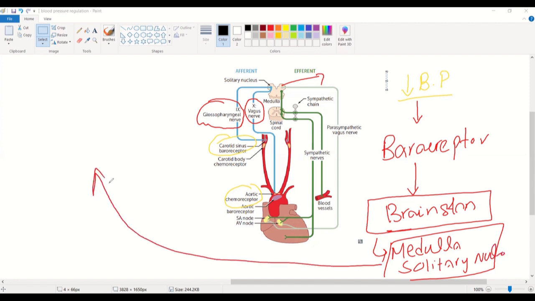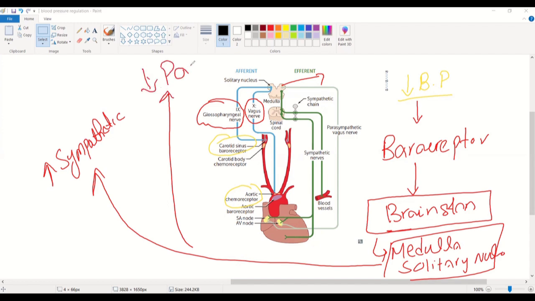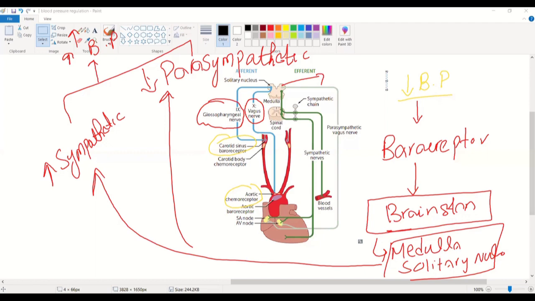So this medullary signal causes increased sympathetic activity and decreased parasympathetic activity. It ultimately leads to increased blood pressure, which may lead to normal blood pressure. So initially there is a decreased blood pressure, and this reflex is basically the short-term regulation of the blood pressure. The baroreceptor reflex is a short-term regulation of blood pressure.